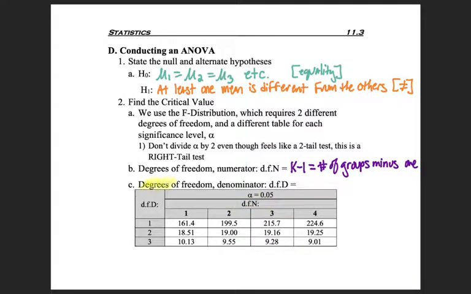And next, we need the degrees of freedom for the denominator, abbreviated DFD, which will tell us which row to look across from. This is found by capital N minus k, where capital N is the total count of values minus the number of groups. So remember, we have to find out how many total values of all the groups combined, and that's what we'll subtract the number of groups from.